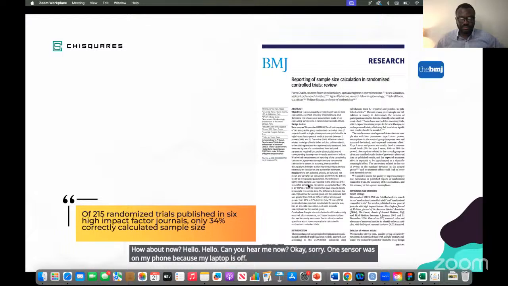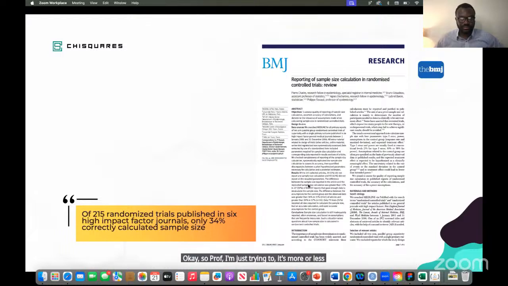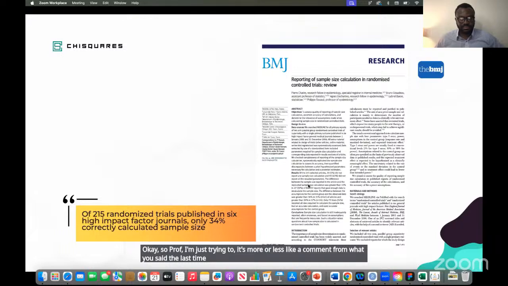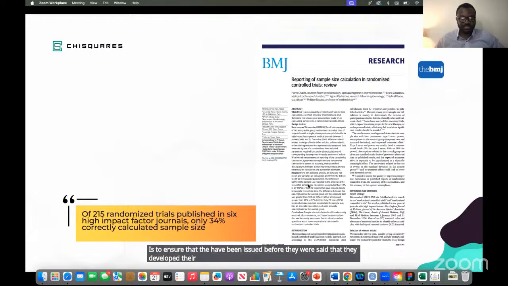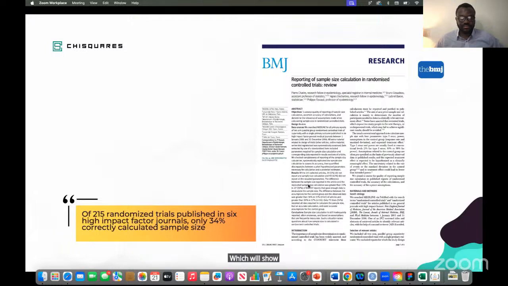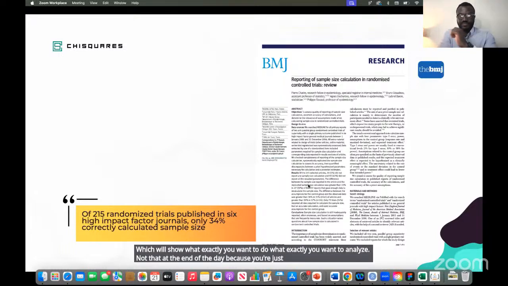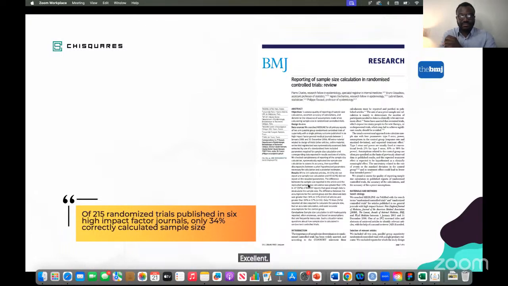Okay, so Prof, it's more or less a comment on what you said last time. I think one way to avoid type 1 error, or to force people to avoid it, is to ensure that ab initio, before they research, they develop their SAP, their statistical analytical protocol, which will show exactly what you want to do and what you want to analyze. Not that at the end of the day, because you're just looking for something to report, you will be analyzing anything. So I think that's one way. That's what I wanted to say.